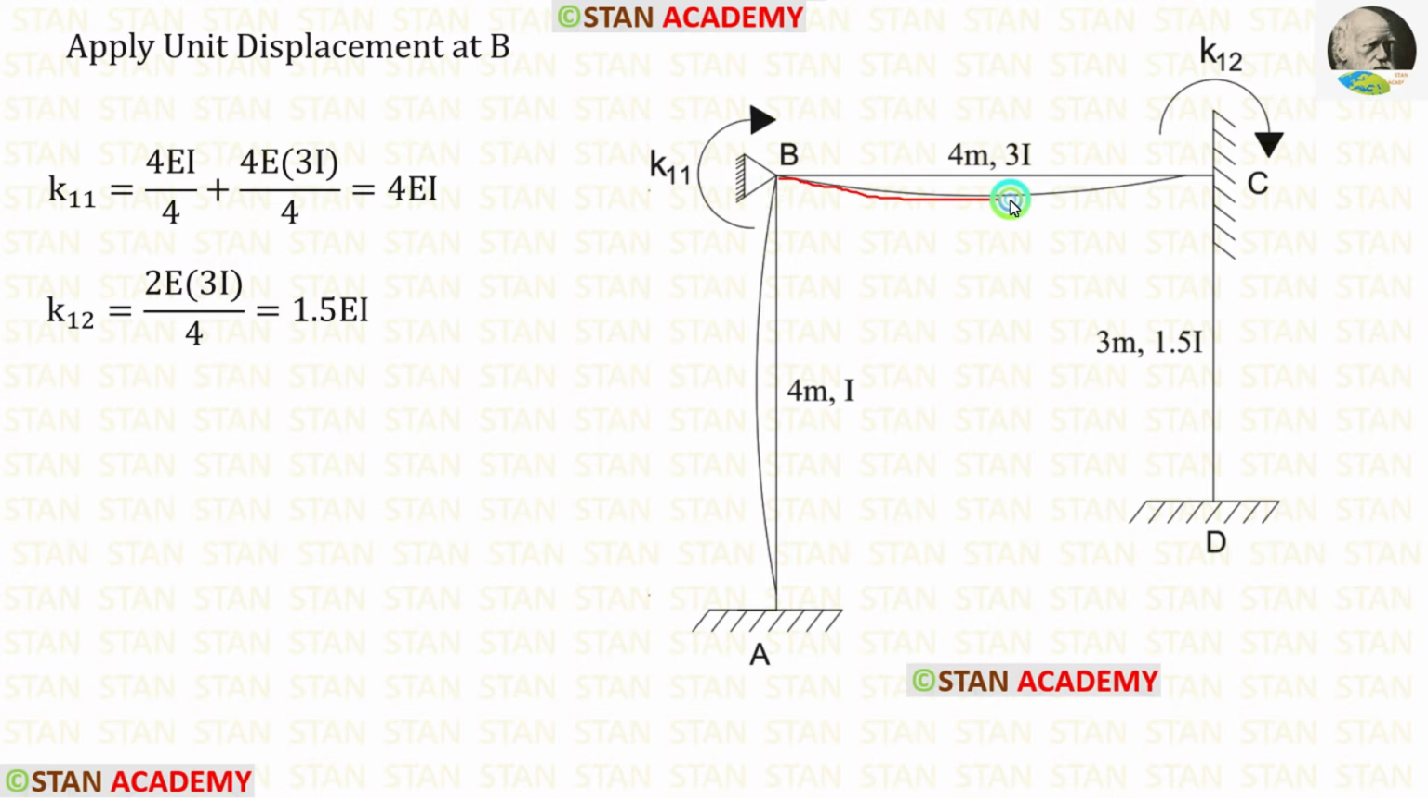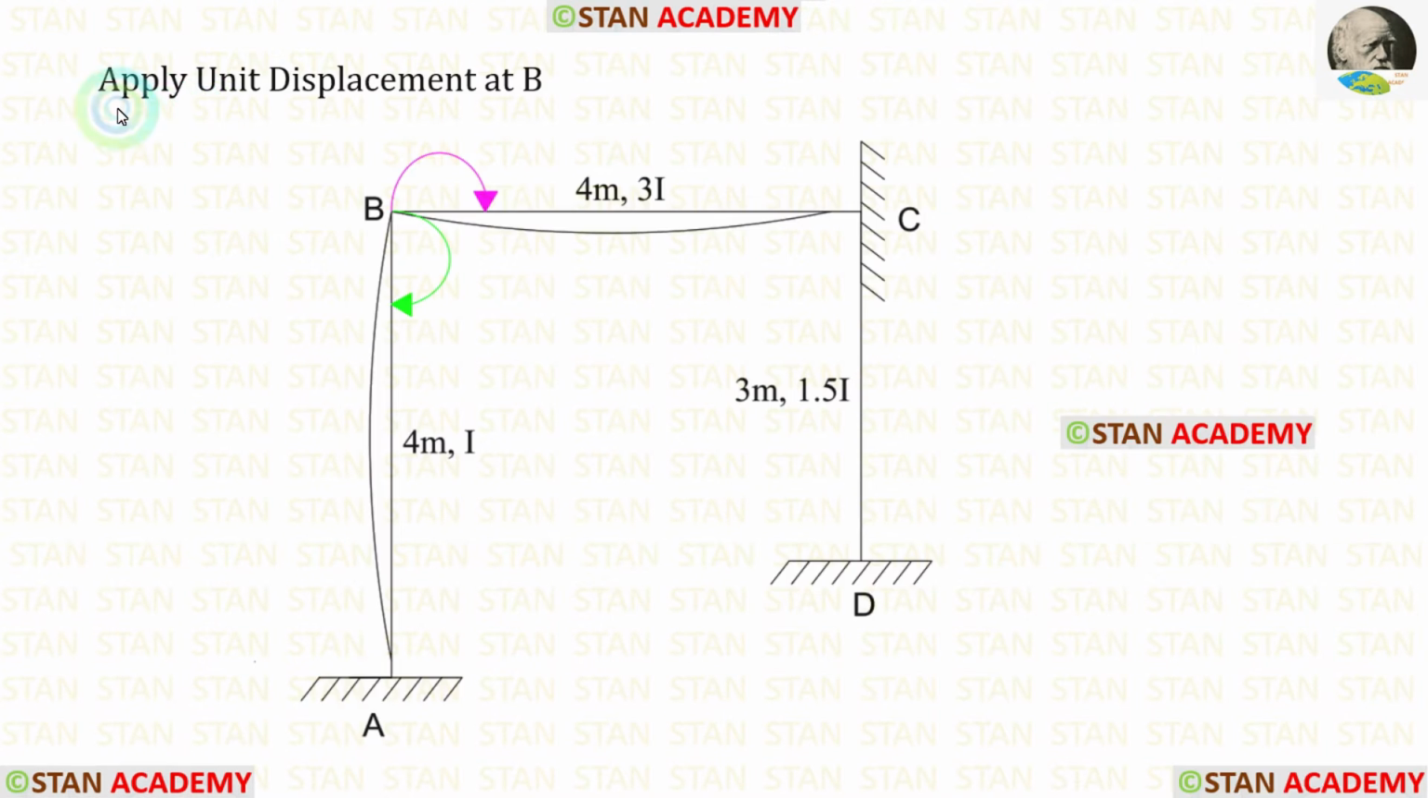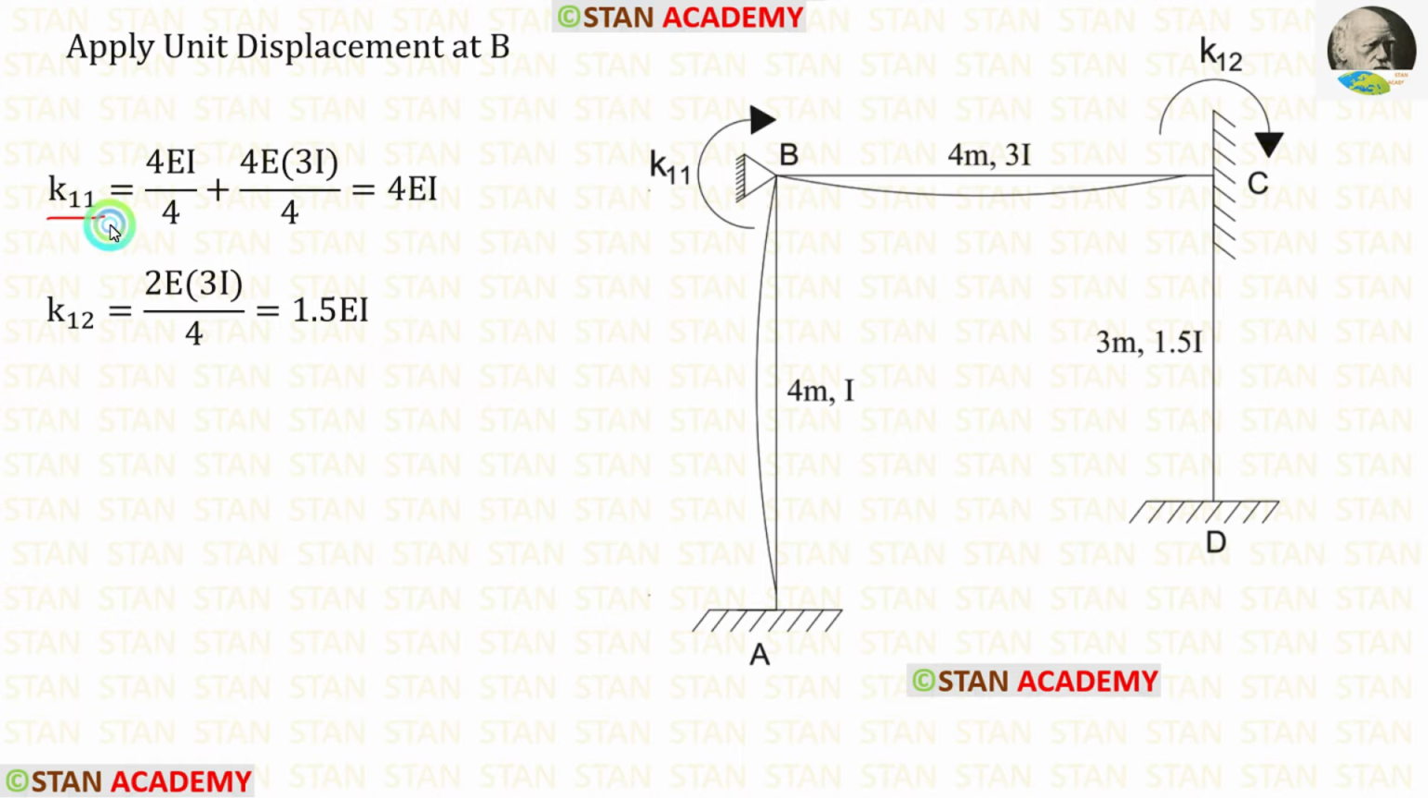Let us see how to draw these curves. We are applying unit displacement in the point B. So from the point B, we have to make two clockwise curves, one curve towards the point C and one curve towards the point A. Then we have to see the direction of the arrows and draw these two curves. K11 should be calculated from the first coordinate. K12 should be calculated from the second coordinate.